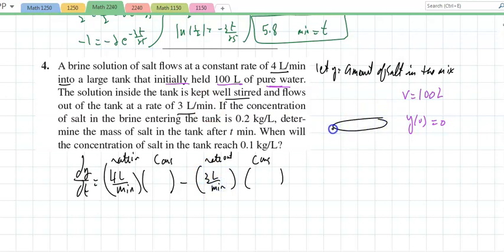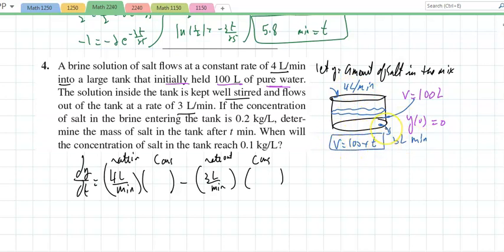The volume in that initially is 100. I'm letting in 4 liters every 1 minute. I'm letting out 3 liters every 1 minute. So the volume is the initial 100, and since I'm letting 4 in and 3 out, I'm gaining 1 liter every 1 minute. T is in minutes.